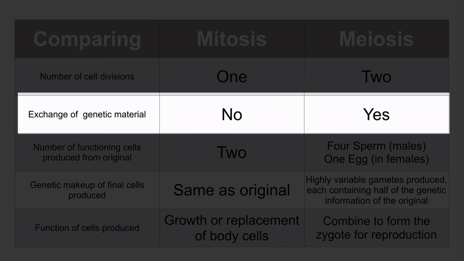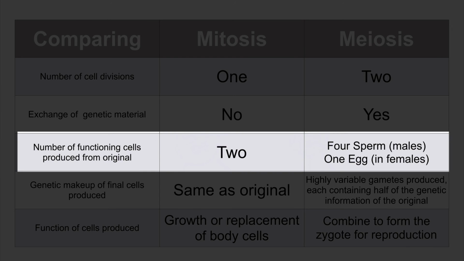But for mitosis, there is no exchange of genetic material. That's why you wind up with exact same copies in the end. For meiosis, yes, there's exchange of genetic material. There's crossing over. It was in the animation, happened quickly, but we'll come back to that.